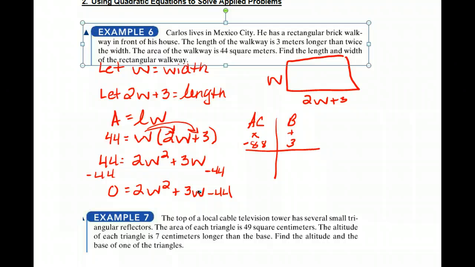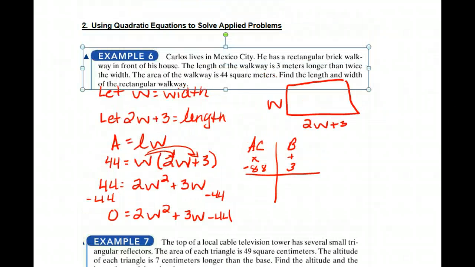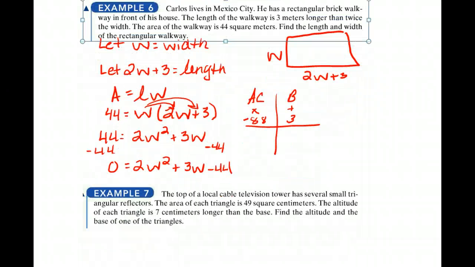Please take a moment and try to identify the factors that are going to multiply to negative 88, yet add to 3. From there, I would like you to finish factoring the equation, use the zero product property, and try to find the length and the width. Please press play as soon as you're ready to check your work.